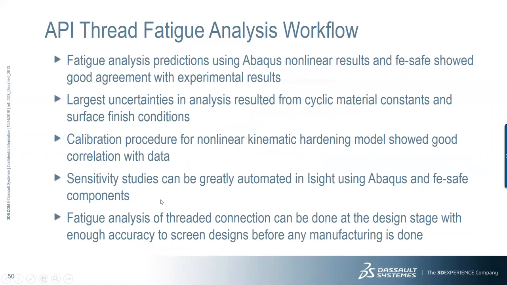These were some of the outcomes which came from this particular workflow: fatigue analysis predictions using Abaqus nonlinear results and FE-SAFE show good agreement with the experimental results. The values which we were getting from this workflow were very close to the experimental results. The largest uncertainties in the analysis came from the cyclic material constants. Also, you need to calibrate a nonlinear kinematic hardening model, and Isight can be used for that purpose. So again, this is a very short illustration of the workflow. If you are interested, then reach out to us and we will get you more detail about this particular workflow.